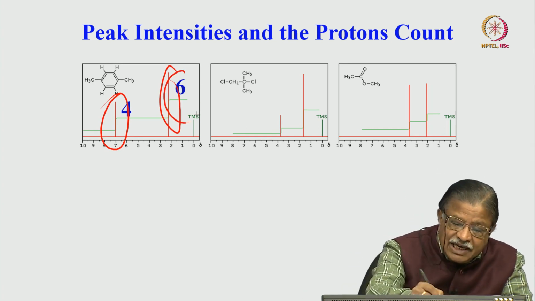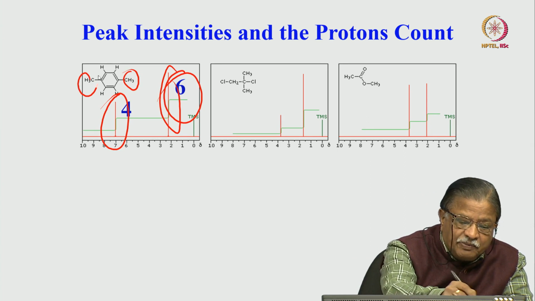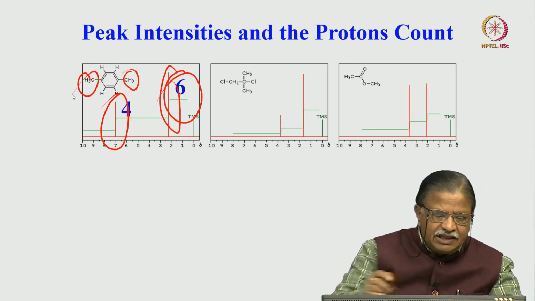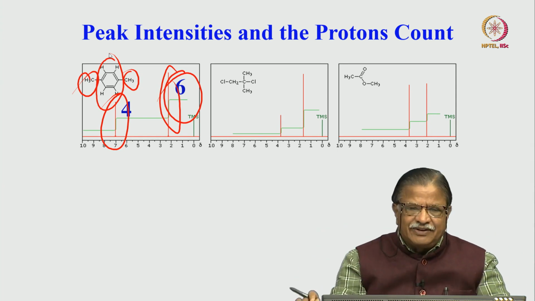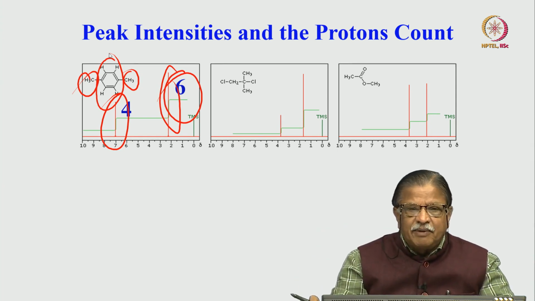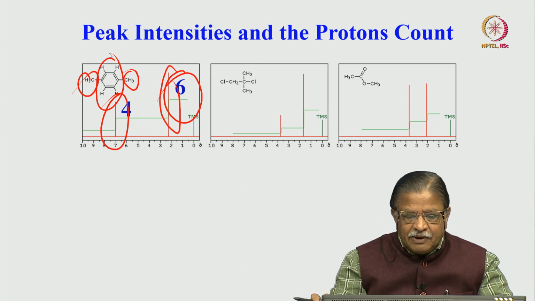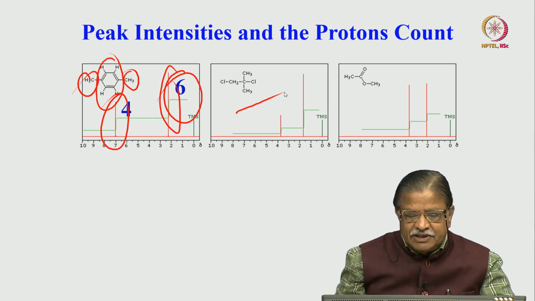That means this intensity 6 corresponds to 2 methyl groups here, and this 4 intensity corresponds to these 4 protons. So, the signal intensity, the area of the curve, tells me about the proton count. What about this molecule? Another example is given here.